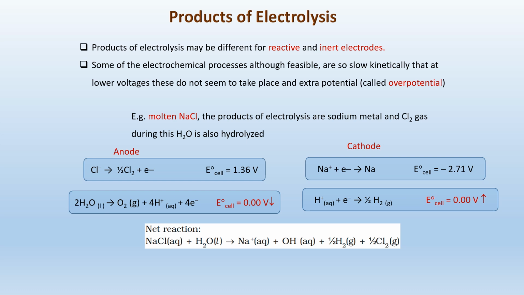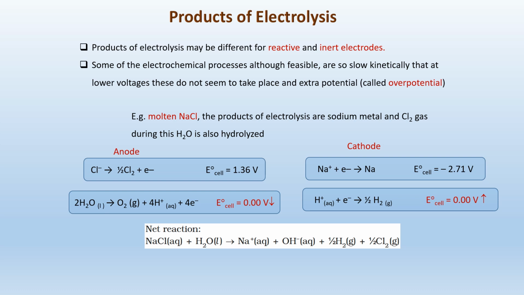See the respective potentials. At the anode, the reaction with the lower potential is the one that will proceed. Water has a potential of 0, whereas chlorine has a higher potential. The chlorine has 1.36 volts, but the water has 0 volts. Which one is lower? Water has the lower potential. At the anode, the one having the lower potential will be preferred. Similarly, see the cathode.